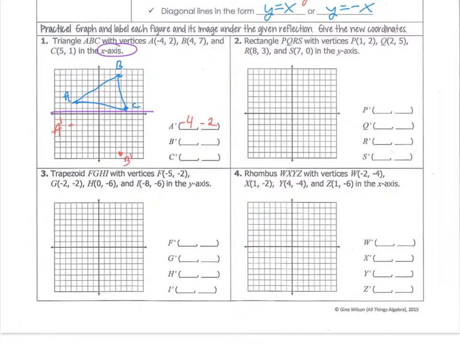And call that B prime. Name that ordered pair. 4, -7. And then finally, how far is C from the line of reflection? Just 1. So we're going to go 1 on the other side and call that C prime. And name that ordered pair. 5, -1.